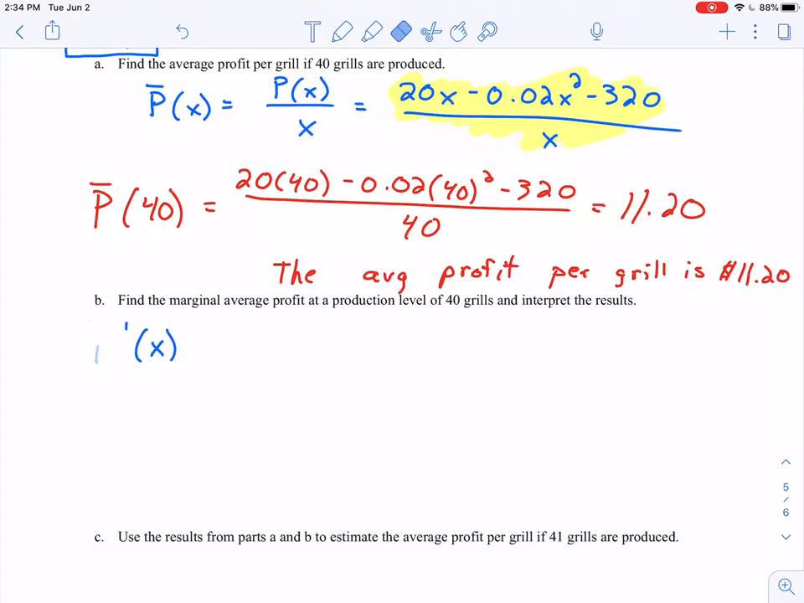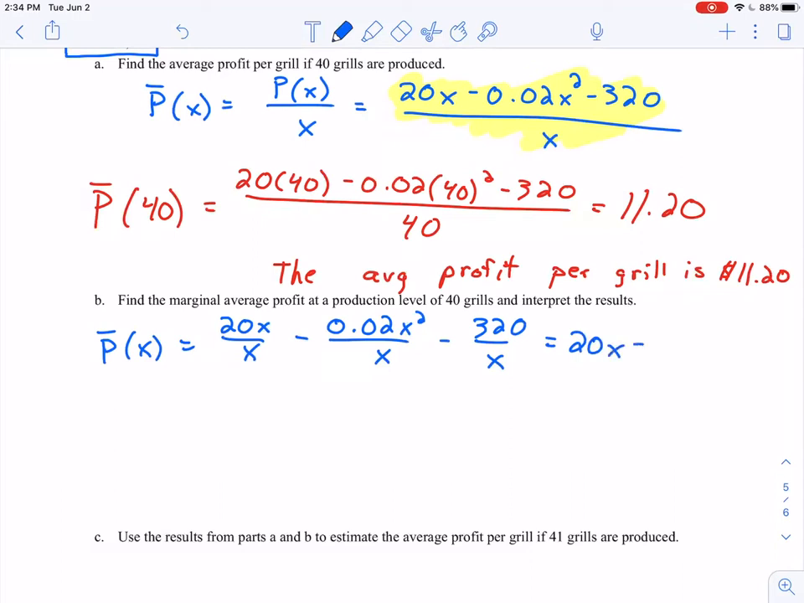So I need to simplify it here. Let's just rewrite P bar of x. I'm going to take each one of these terms in my numerator and divide them by x. So I'm going to separate this as 20x over x minus 0.02x squared divided by x minus 320 divided by x. So let's see here. I've got 20 minus 0.02x minus, this is really 320 over x.